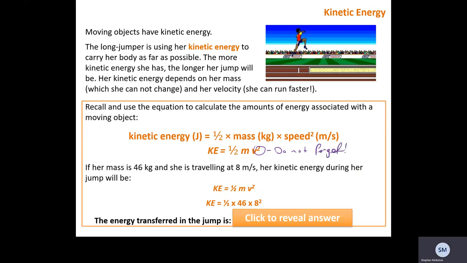I'm going to leave this on the screen. You can have a read and try the maths. So we'll pause. And here's your answer.